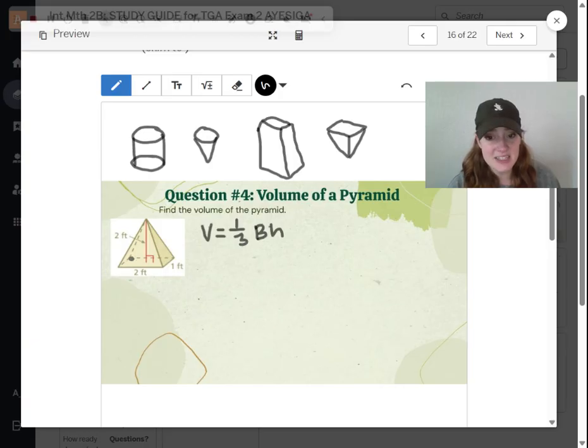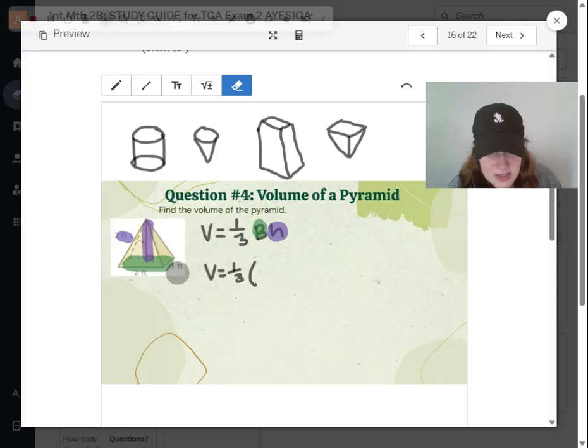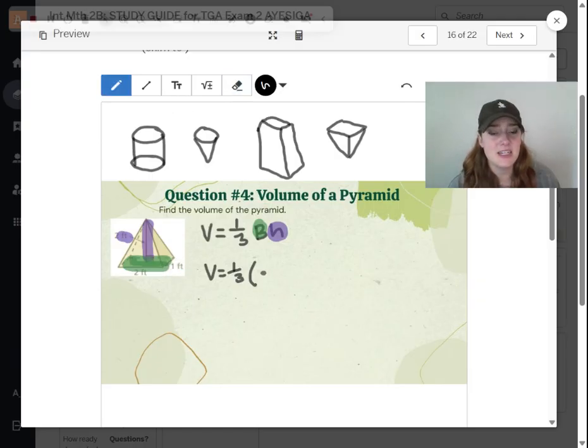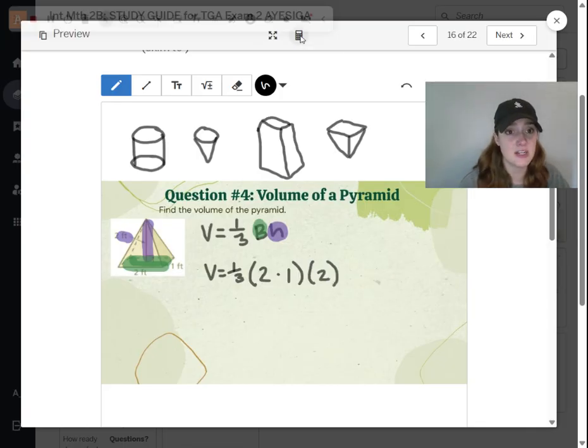So 1/3 of the base, let's color code. You know what? Why not? So the base is here at the bottom. That is the base times our height of the pyramid, which is given, and we're just plugging it in. So volume is 1/3 the base. Is that a 1? Let me just erase a little bit. Yeah, it's a 1. Base is 2 times 1, right? The area of the base, length times width, base times height, 2 times 1, times the height of the pyramid, which is 2. All right, we're going to plug that all in a calculator.